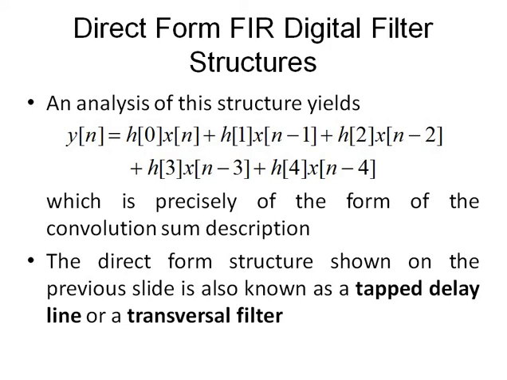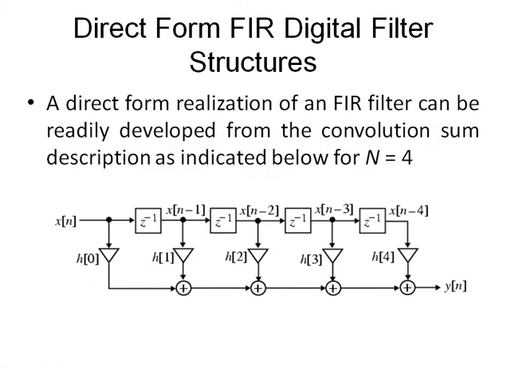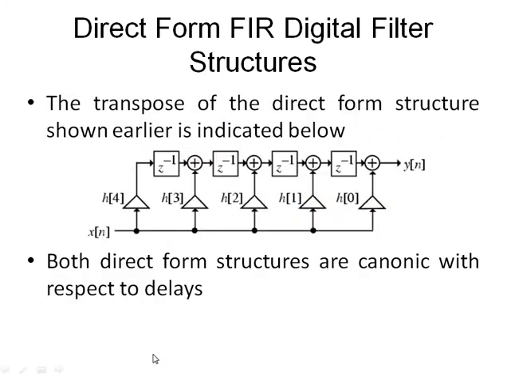The direct form structure shown on the previous slide is also known as the tapped delay line or the transversal filter. This is called the tapped delay line or else the transversal filter. The transpose of the direct form structure shown earlier is indicated below. Both the structures are canonic with respect to the delays.